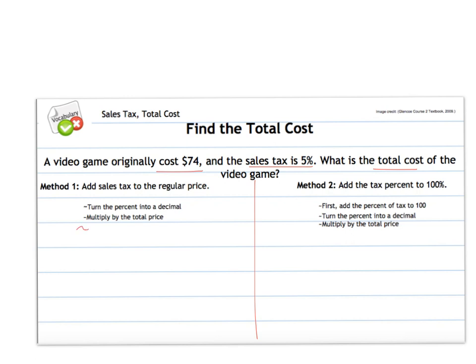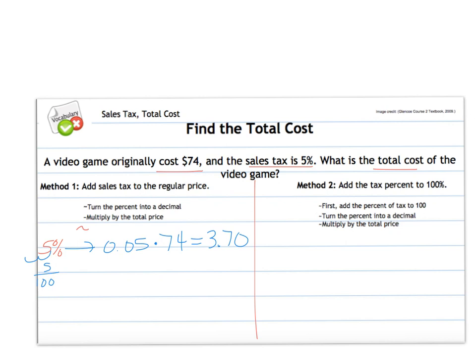So the first thing we do is turn the percent into a decimal. If we have 5%, that's the same as 5 out of 100, so that's the same as 2 decimal places to the left, or 0.05. What we do with that then is multiply that by the total price. When we do that, we get 3.7, but since we're dealing with money, I'd add a 0 on the end for the hundredths place.